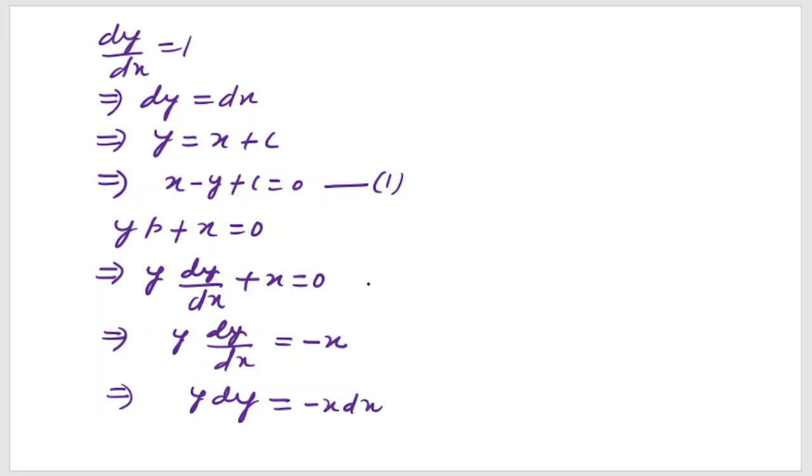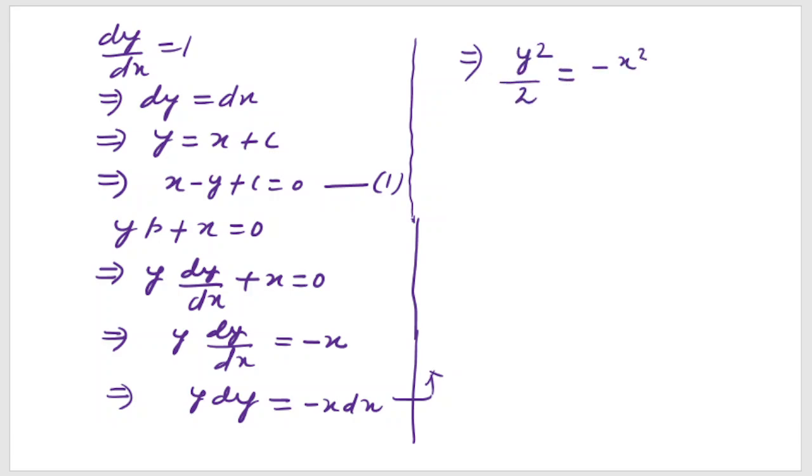I hope you know how to solve the differential equations where the variables are separable. So I am going to use this part here, continuing from here onward. If I integrate both sides, I get y square by 2 is equal to minus x square by 2, and I can add the constant of integration, that is c by 2. I have added c by 2 so that the 2 will be cancelled and it will look better.